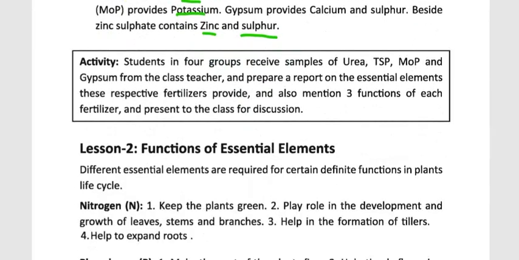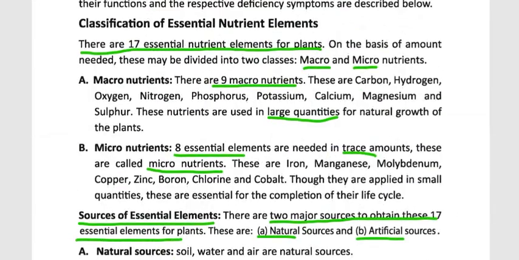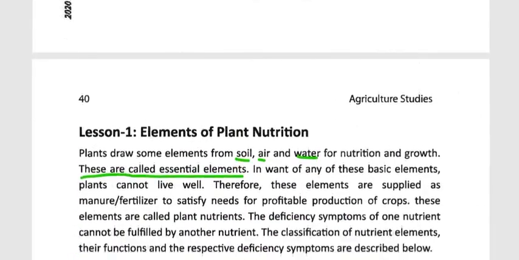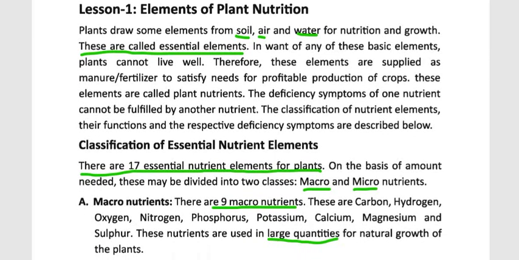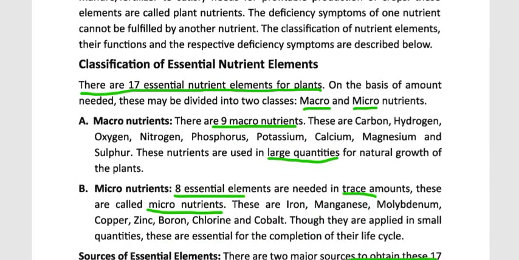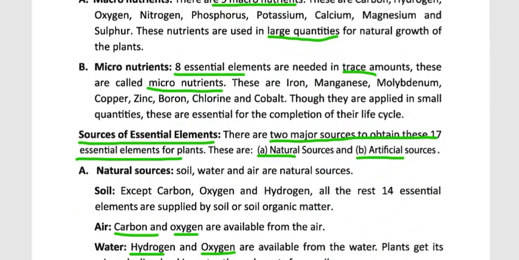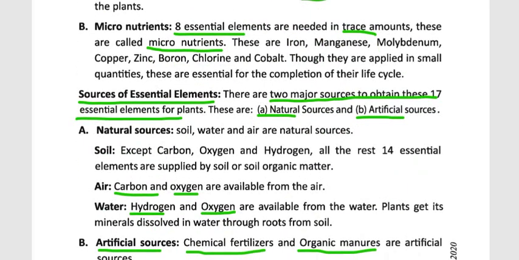This is all about lesson 1. So in lesson 1 we have discussed the classification of essential nutrient elements. There are 17 essential nutrient elements, which are classified into 2 classes, macro and micro. Macro nutrient elements are 9 and micro nutrient elements are 8. We have two sources of essential elements. One is natural, the other one is artificial.